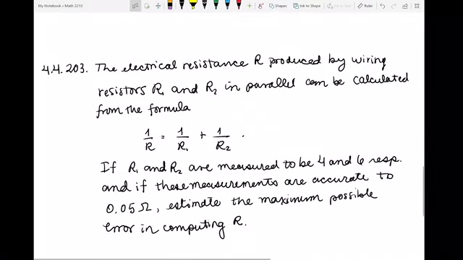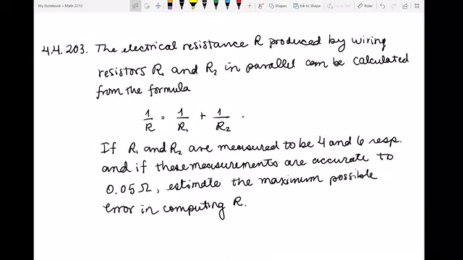All right, now let's look at our second question here. It's a little bit longer. It says that electrical resistance R produced by wiring resistors R1 and R2 in parallel can be calculated from the formula 1 over R equals 1 over R1 plus 1 over R2. If R1 and R2 are measured to be 4 and 6 respectively, and if these measurements are accurate to 0.05 ohms, estimate the maximum possible error in computing R.